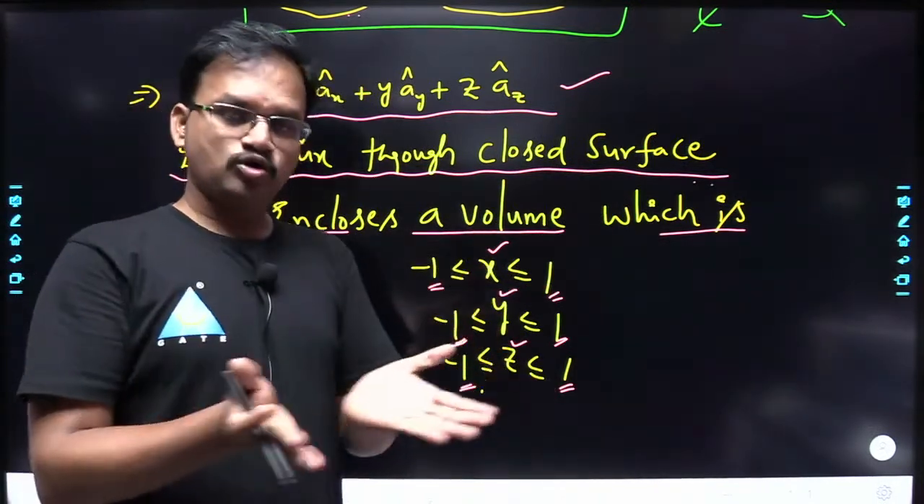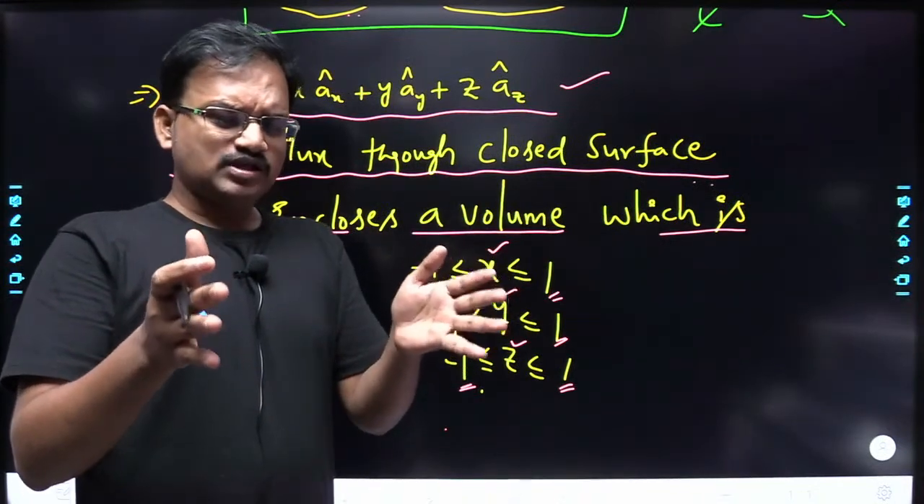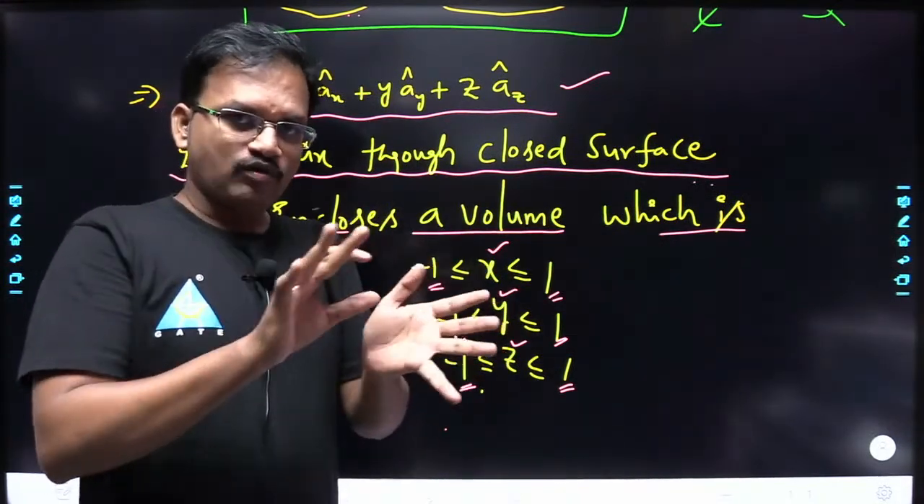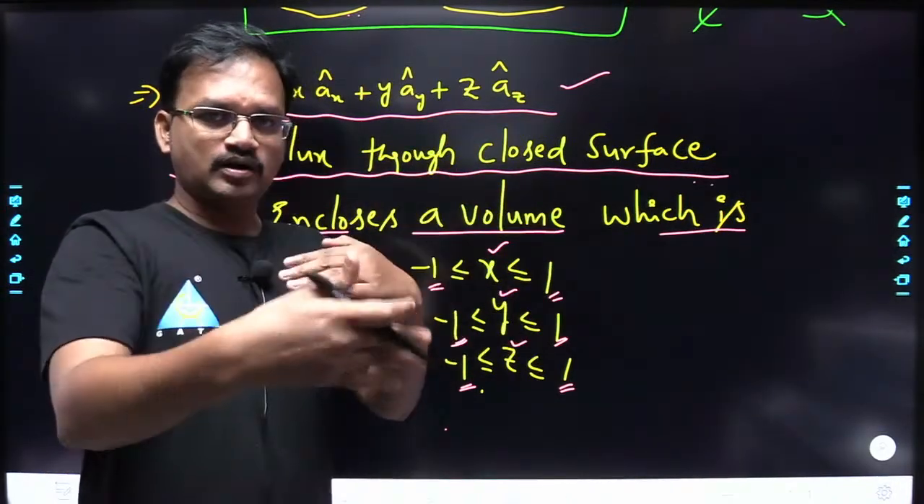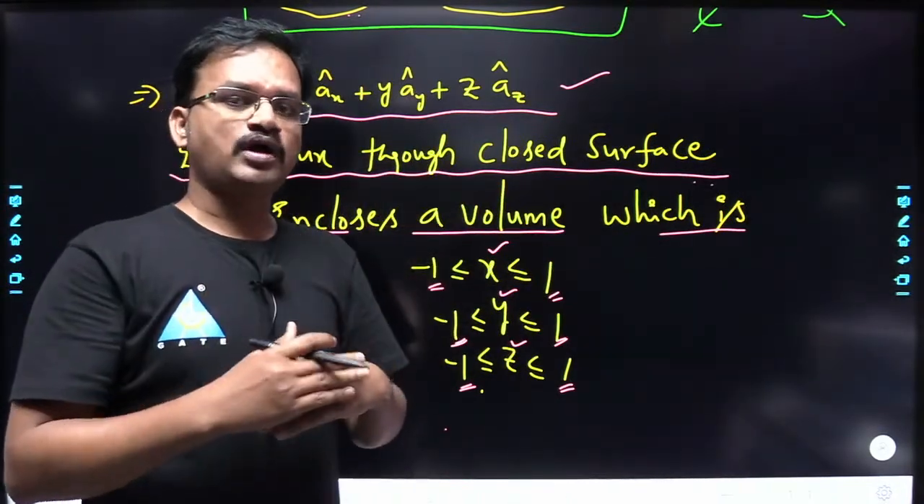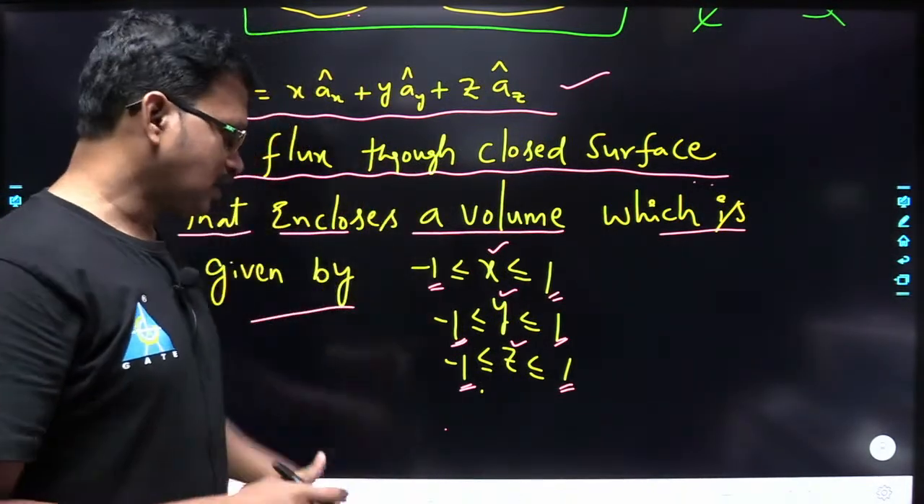Whenever you consider a cube, that cube is going to enclose some volume. That volume is bounded by the surfaces of the cube, yes or no? So this cube is going to have how many surfaces? 6 surfaces, yes or no? So what are those surfaces here?